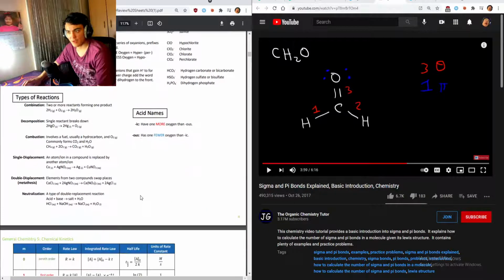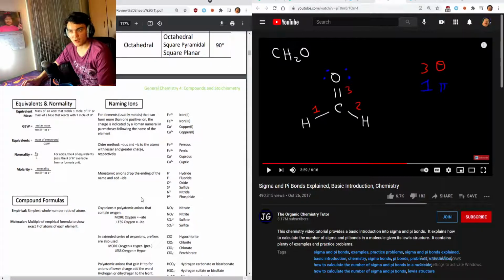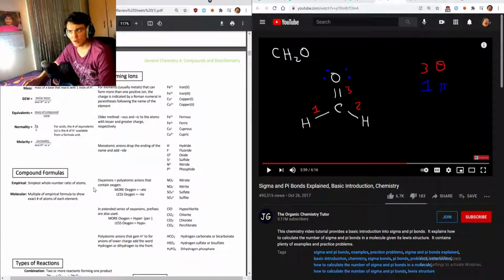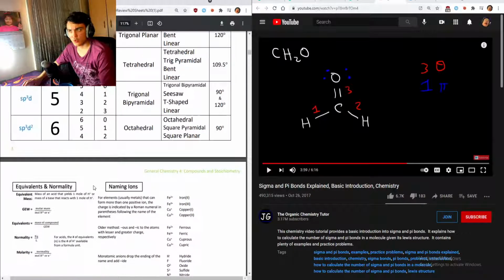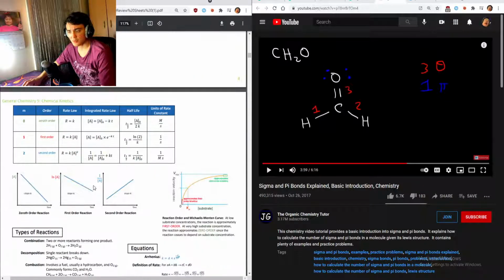Equivalent mass. Everything else is non-visual. This is just naming ions. Okay. Equivalence, normality: the mass of an acid that yields 1 mole of H plus, or the mass of a base that reacts with 1 mole of H plus. Do I want to look at this? This looks interesting. But I just need to use the bathroom. I'm a little sleepy.